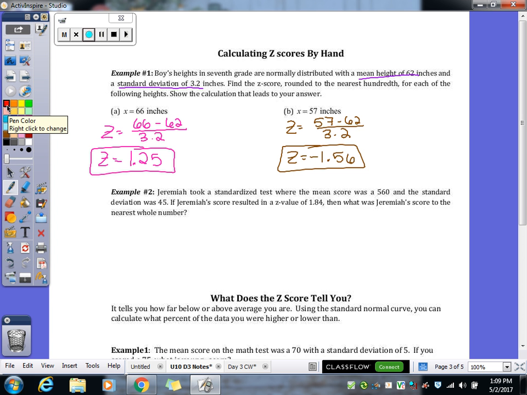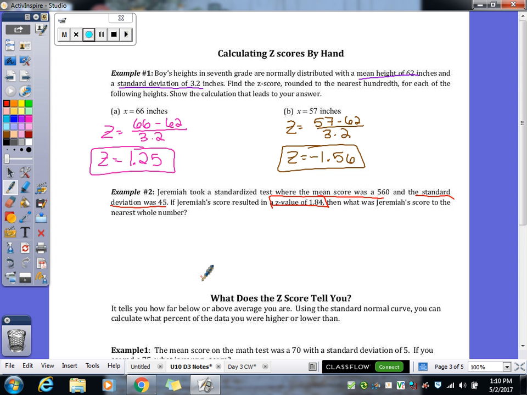So in our second example there, we have Jeremiah took a standardized test with a mean score of 560 and a standard deviation of 45. If Jeremiah's score resulted in a z value of 1.84, then what was Jeremiah's score to the nearest whole number?